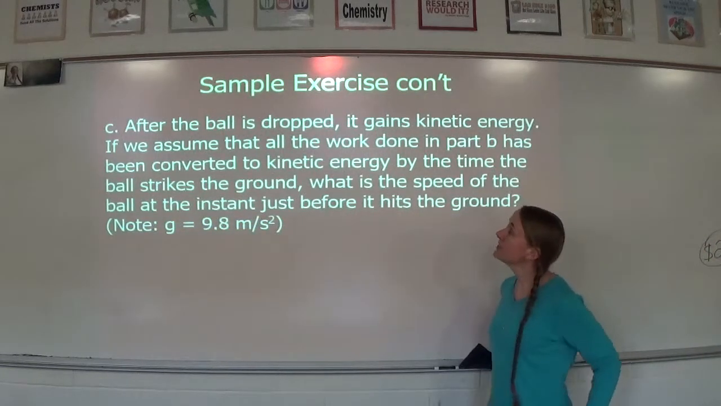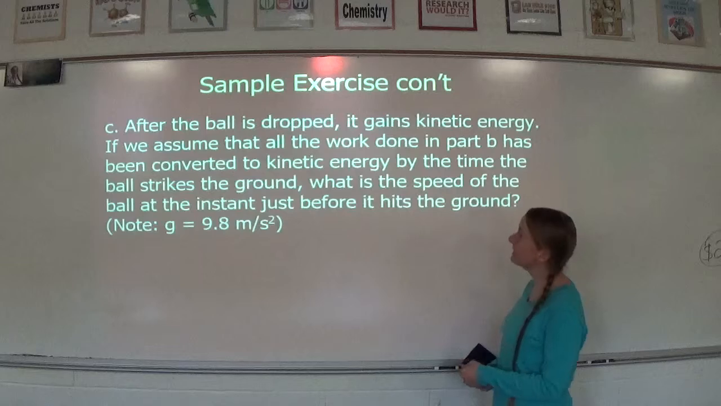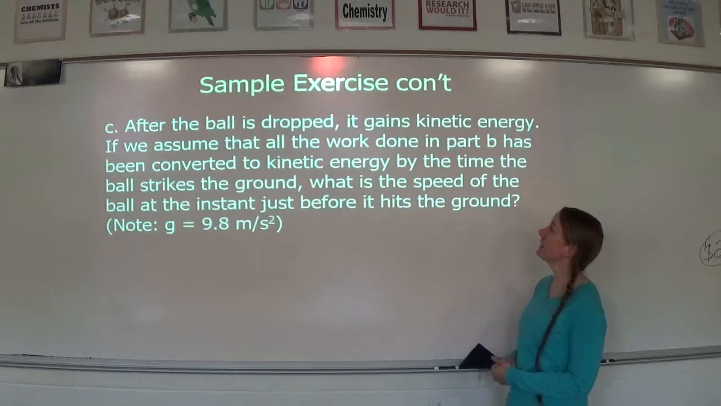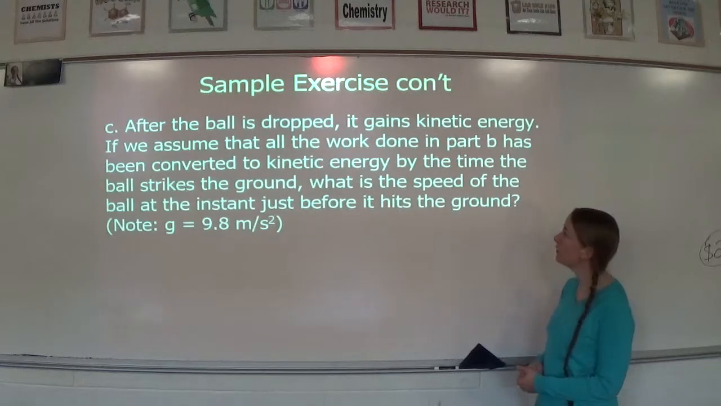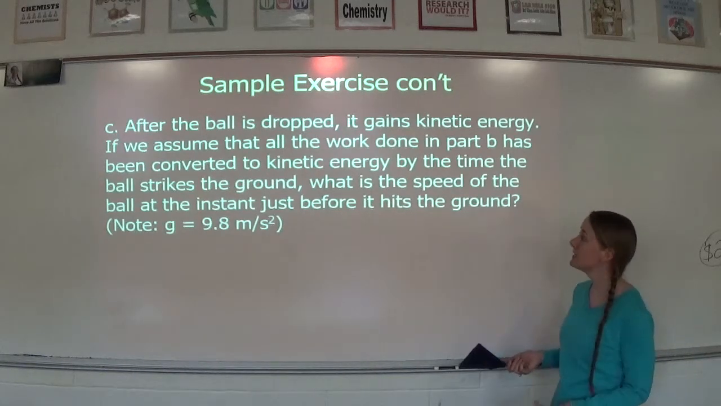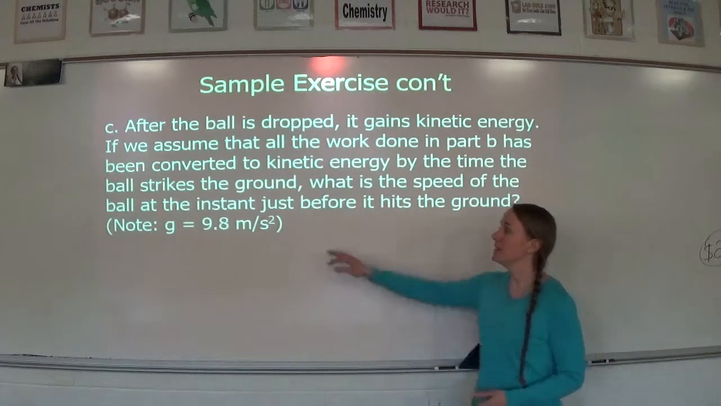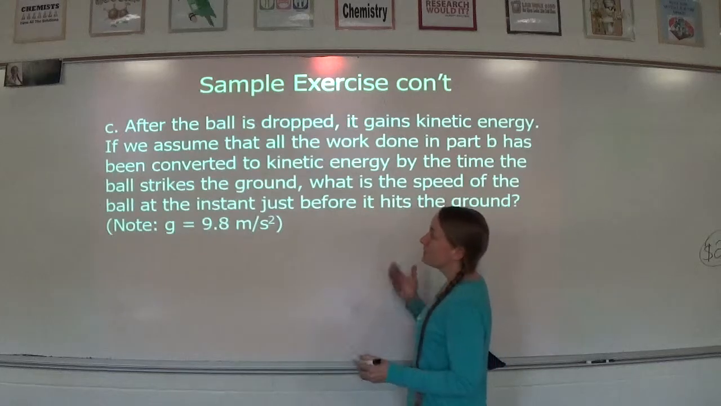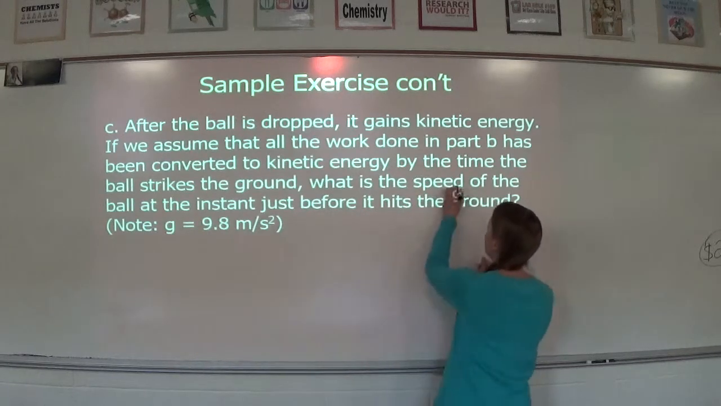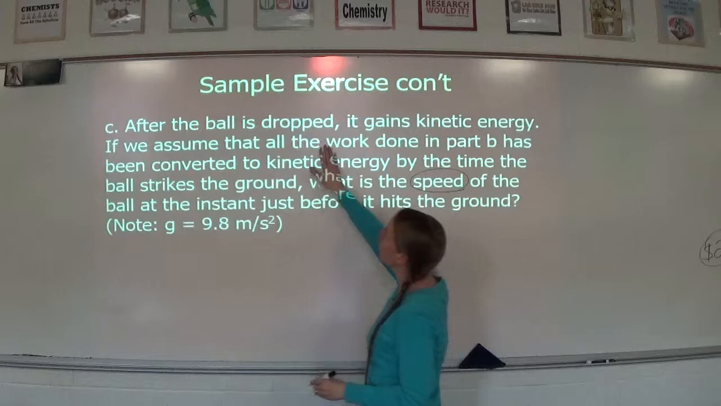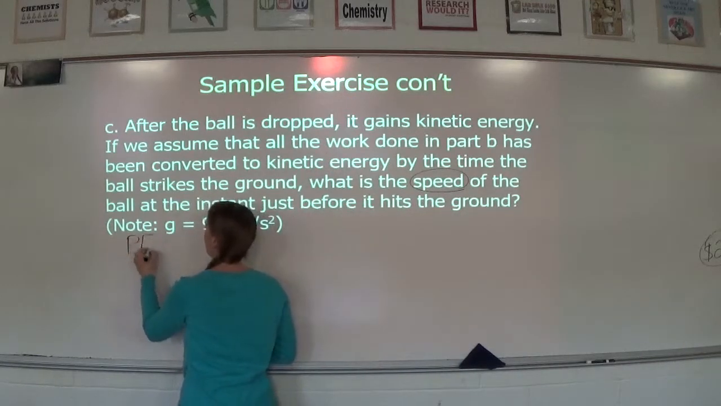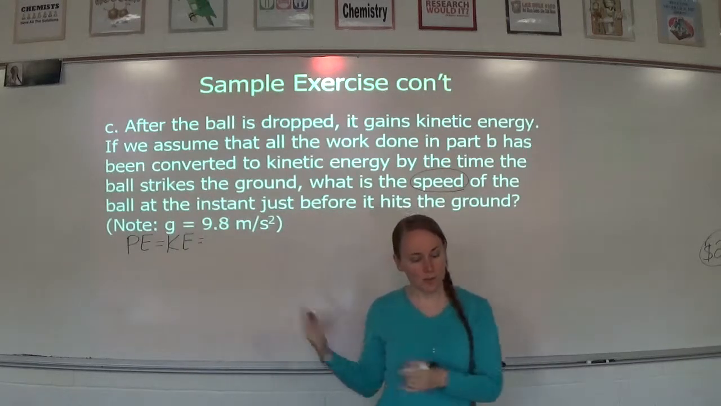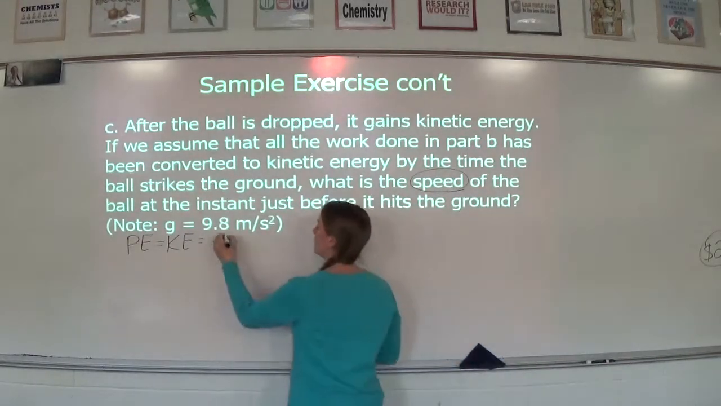So let's look at this one. It says, after the ball is dropped, it gains kinetic energy. If we assume that all the work done in part B has been converted to kinetic energy by the time the ball strikes the ground, what is the speed of the ball at the instant just before it hits the ground? And then again, I gave you the note that gravity is, of course, 9.8 meters per second squared. All right, so here we are looking for speed. We are assuming that all the potential energy was converted to kinetic energy. So that means it's going to be what we just got in our previous answer. So we got 84.6 joules.